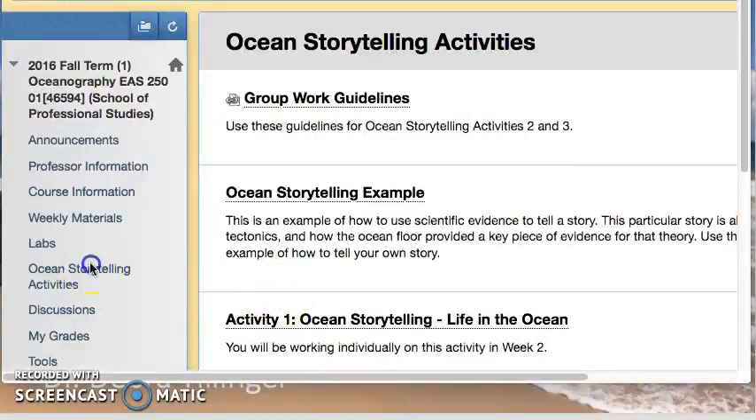And now the ocean storytelling activities. We'll have one next week. So much of science, especially in the geosciences, is about telling stories. In addition to the guidelines back in course information, I've also made an example of what I'm looking for. You can check it out next week.